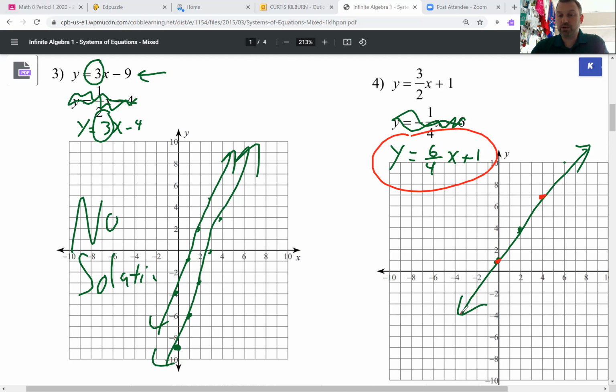And when I go to graph those, what do you notice? Oh yeah, it's the same line. Okay, so in that case, there's an infinite number of solutions. Okay, so good little review of those. Next.